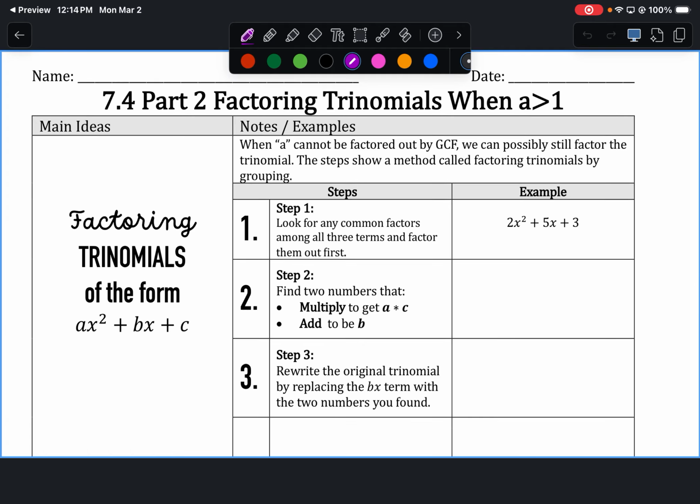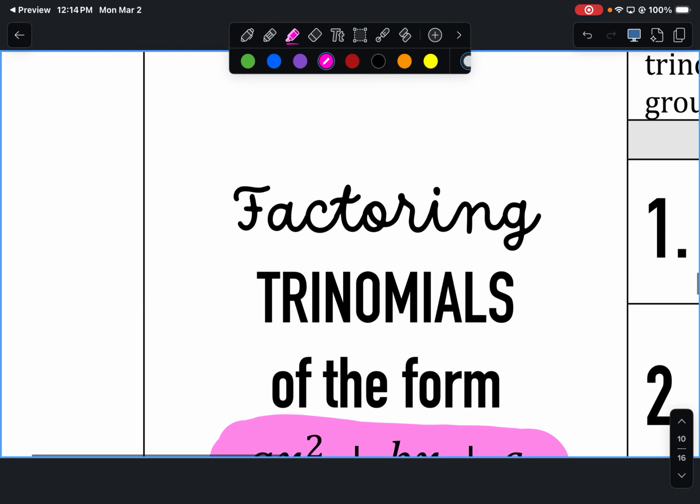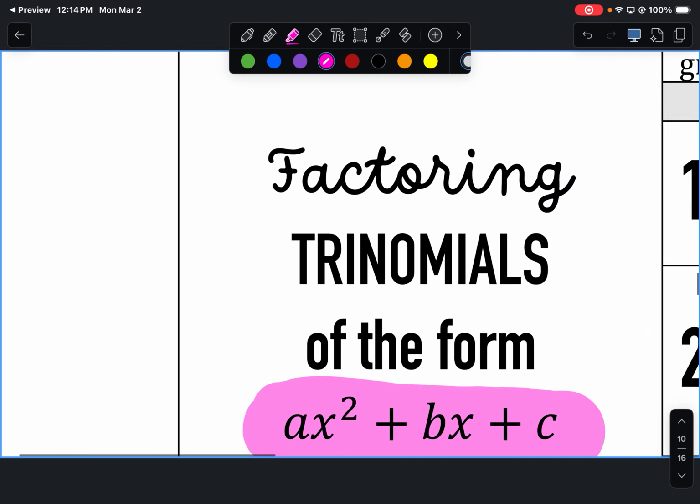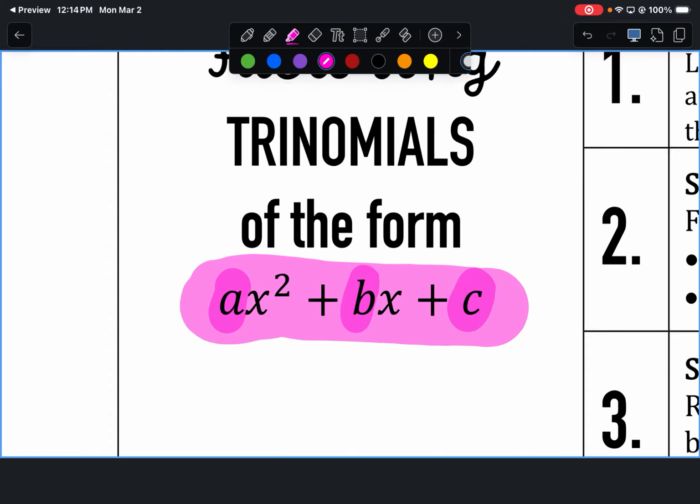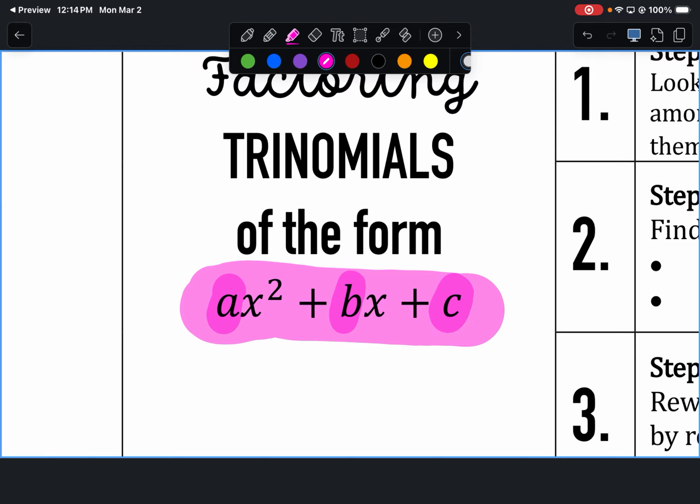All right, so we are going to look today at factoring trinomials in a specific form. We're going to look specifically at trinomials in the form of ax squared plus bx plus c. What is important for us to recognize when they are in this form is we have to be able to identify our A term, our B term, and our C term. So our A term is the term that is in front of x squared. Our B term is what is in front of x, and our C term is our constant at the end. So we have to be able to identify those to factor these.